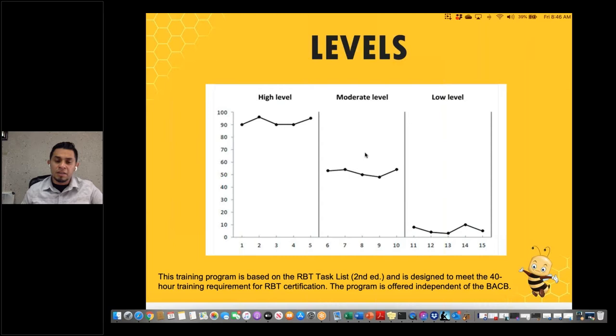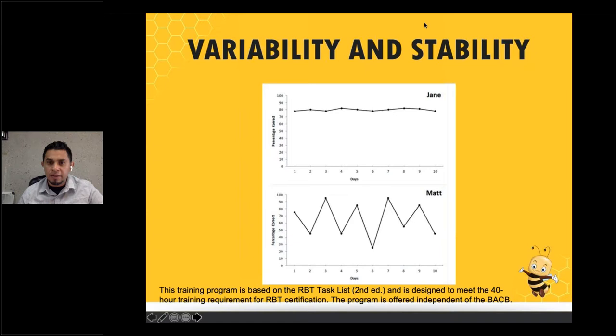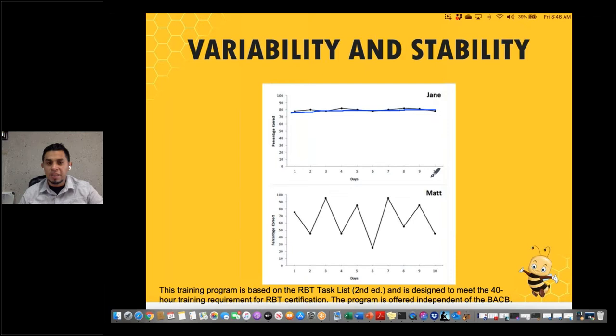And once again, going back to stability. If it's behavior that we want to see here at the top, that's good stability. That's good. Jane is doing phenomenal. For math, we do see quite some variability, and variability can be a red flag that your supervisor probably needs to go in there and assess whether maybe it's data collection that might be all over the place.